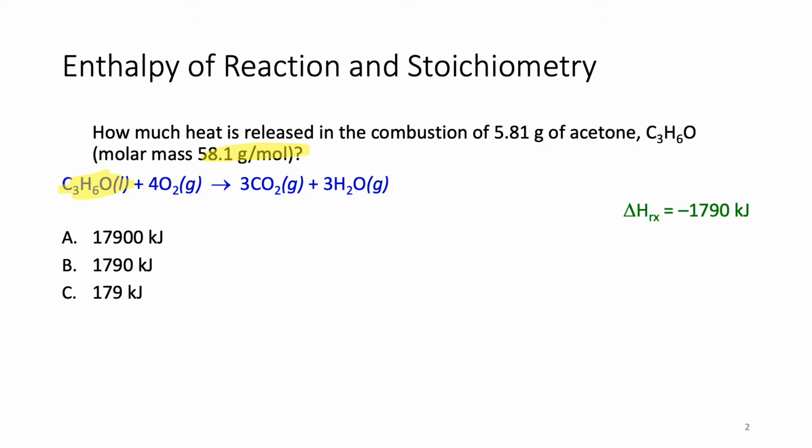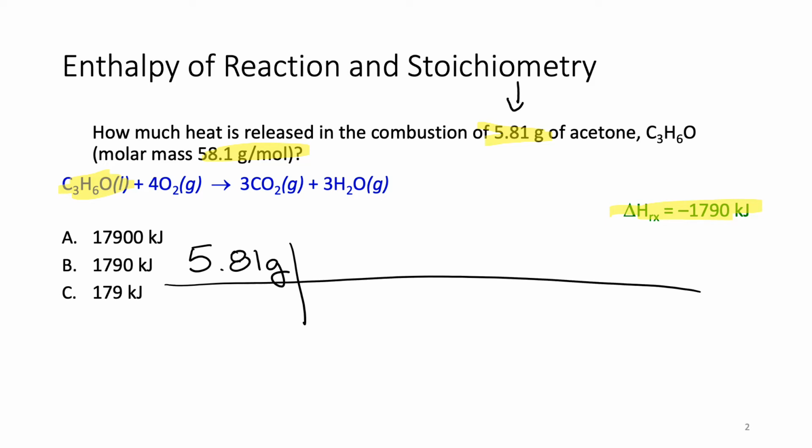You have your grams of acetone, and you also have your delta H of reaction for that whole process. So here is how you set this up. The first thing you have to do is start with the number they give you. You always, no exceptions, start with the number they give you. So that is going to be 5.81 grams.